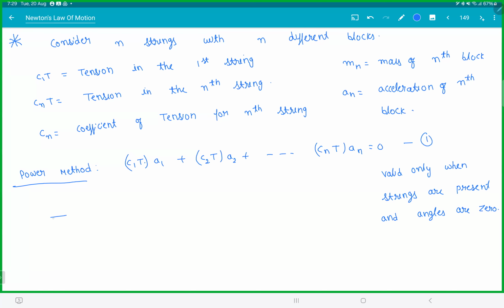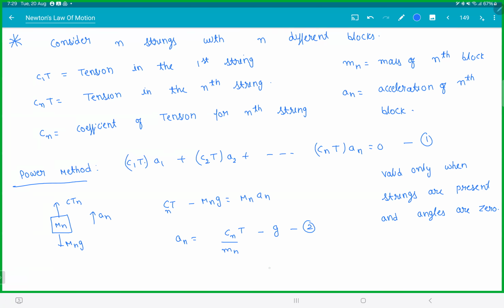Now, if you take any one block, Mn, what are the forces acting on this? C into Tn, the tension. This would be Mn into G, and this would be the acceleration. So we get CnT minus MnG is equal to Mn into An. So from here we get the acceleration An would be Cn by Mn T minus G. This is your equation 2.